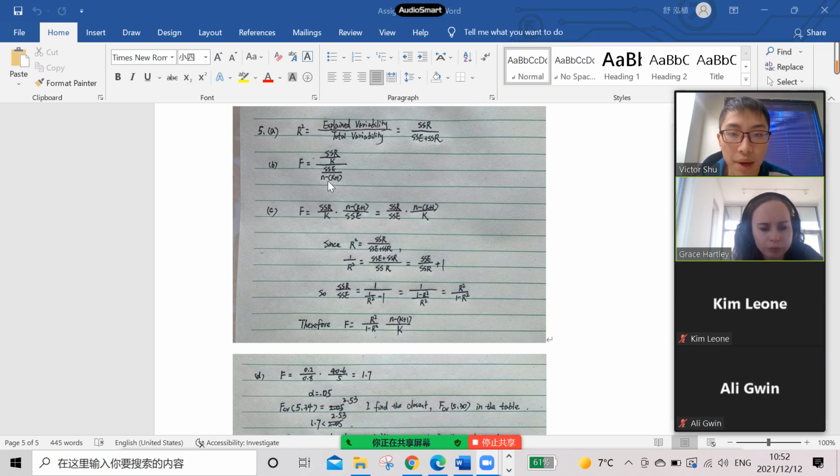And n minus k plus 1 is the degrees of freedom in the denominator. In part D, n equals 40, k equals 5. So it's 40 minus 5 plus 1, which is 34. So that's the degrees of freedom in the denominator.